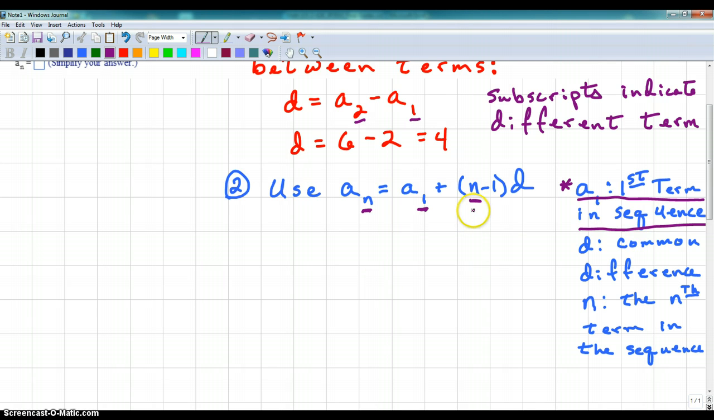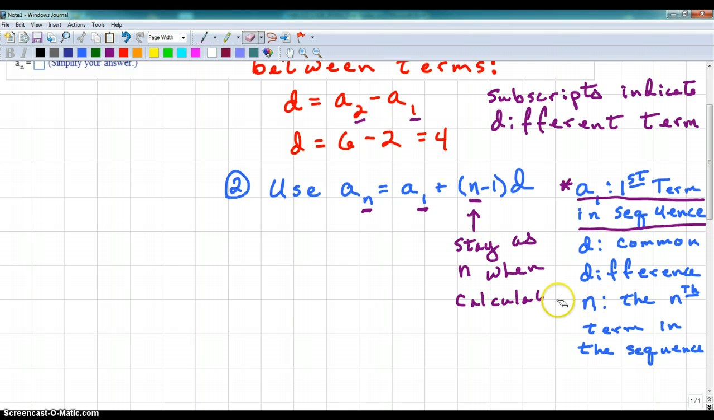We're not going to replace this number right here while we derive the formula. This will stay as n when deriving the formula. And each arithmetic sequence is going to have a unique formula. So let's start with this.